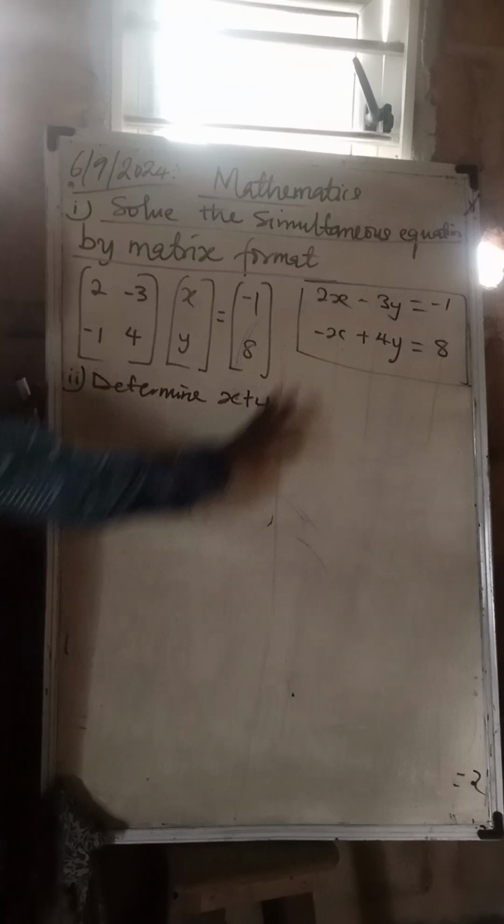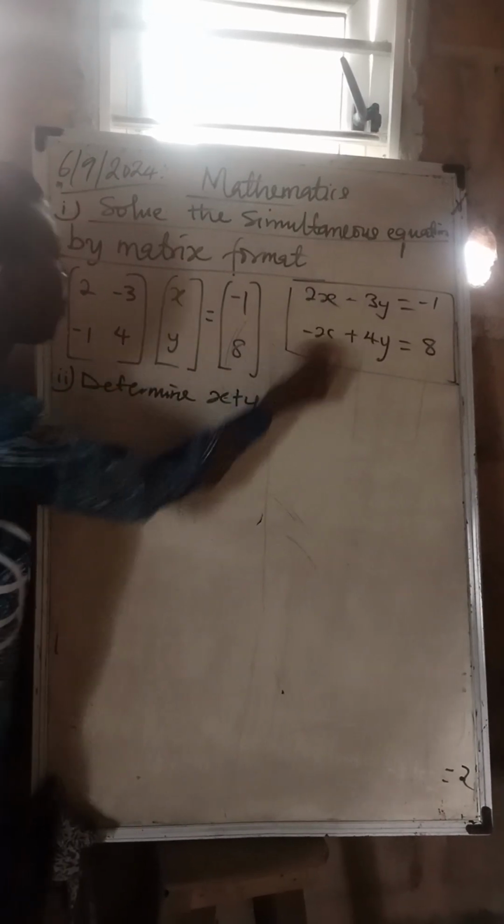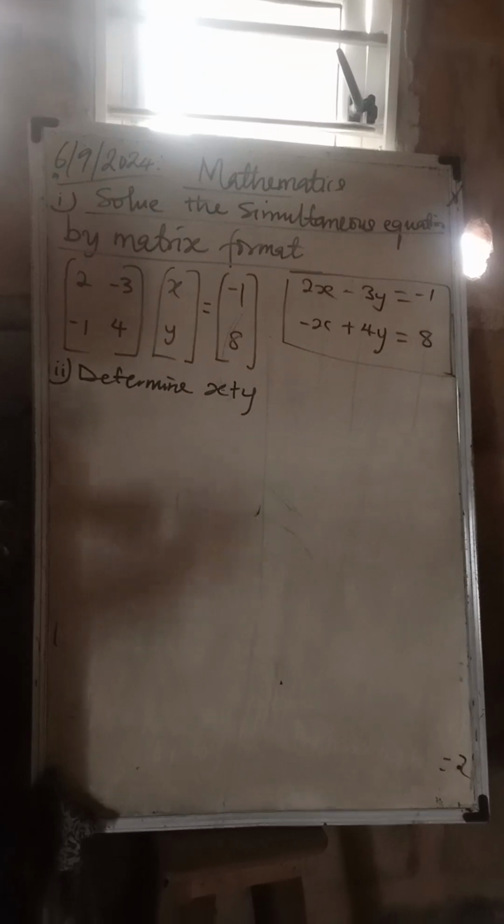So this is the same thing as this. It was from this they derived this. So don't be confused. Let's assume that this is the simultaneous linear equation given to us now. From here we're able to get this. But now we are looking at how to find our x and y using matrix format. Take note, how do we solve simultaneous linear equation?